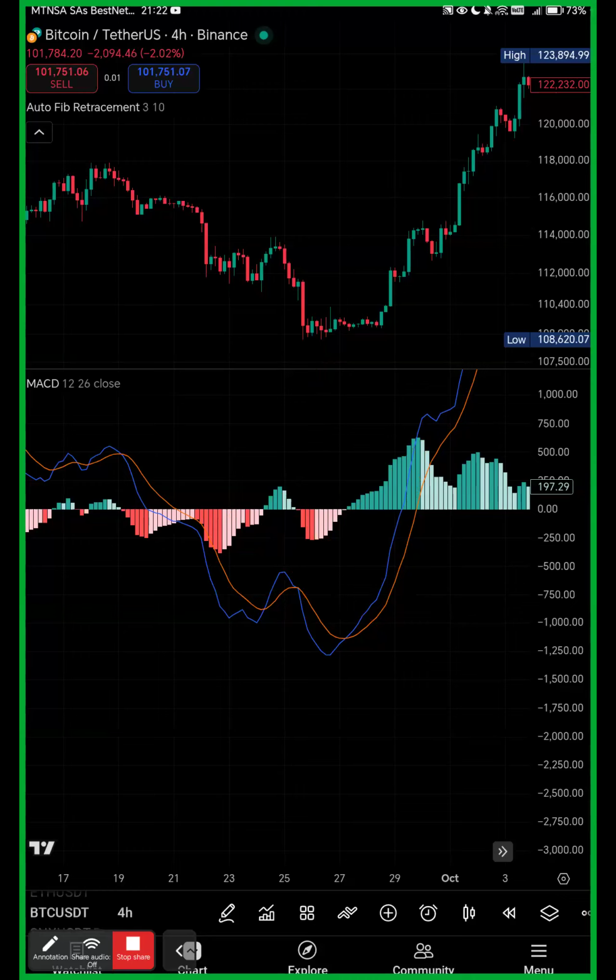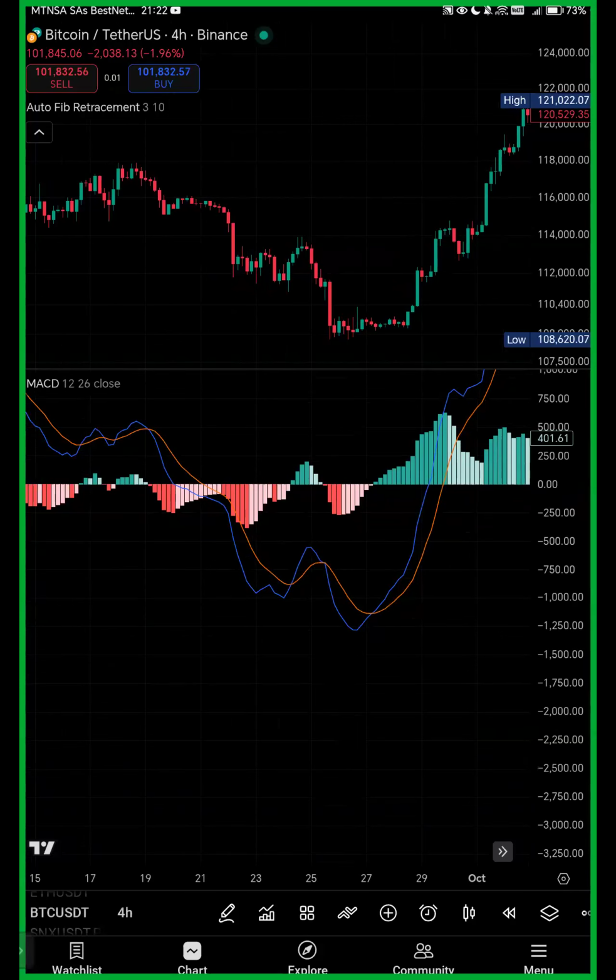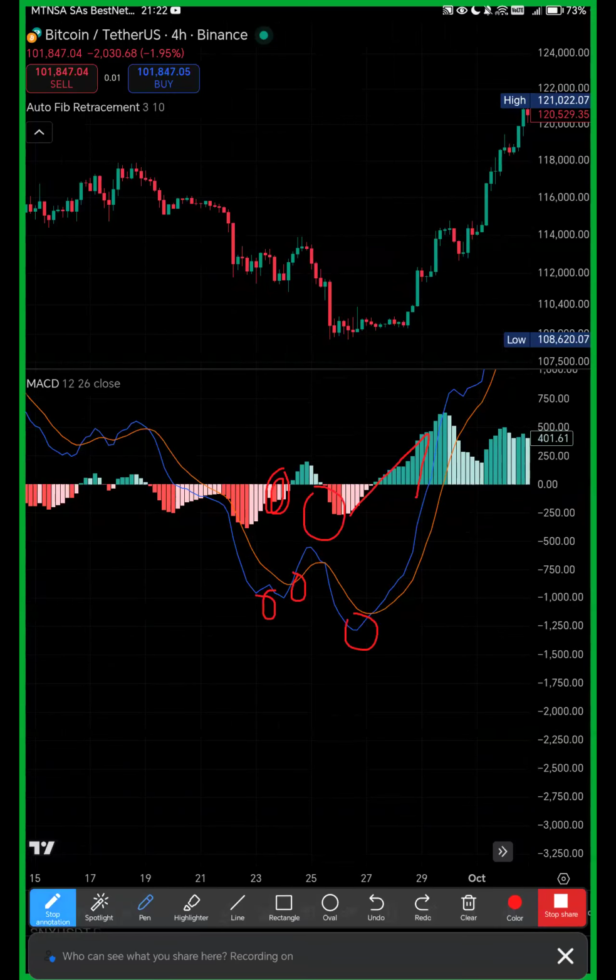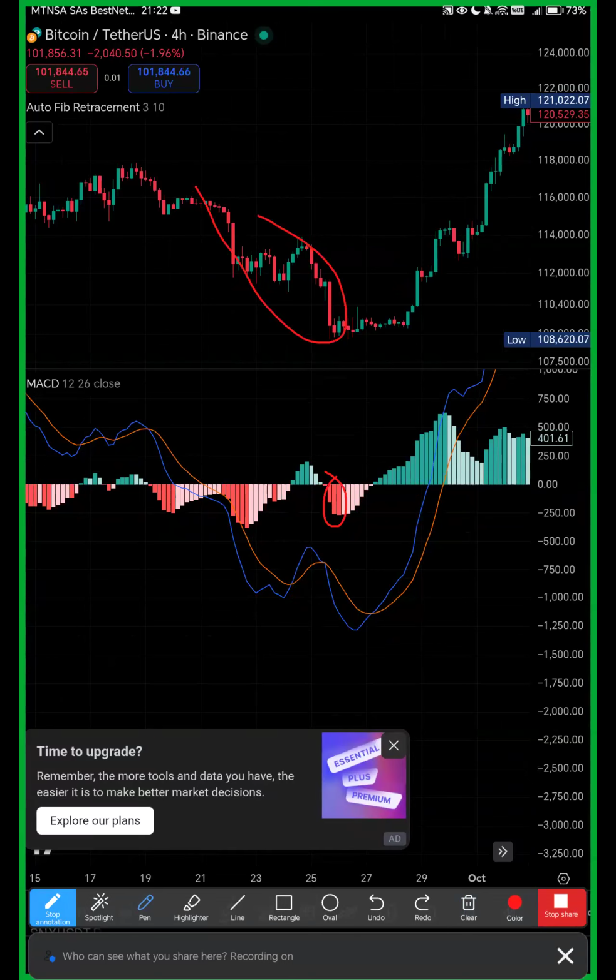When it comes to histograms, they tell you how much volume, how much pressure is in the market, by looking at whether they are red or green. If it is red, it signifies selling pressure. When the histograms are red, it signifies selling pressure up here. When the histograms are green, it signifies buying pressure up here.